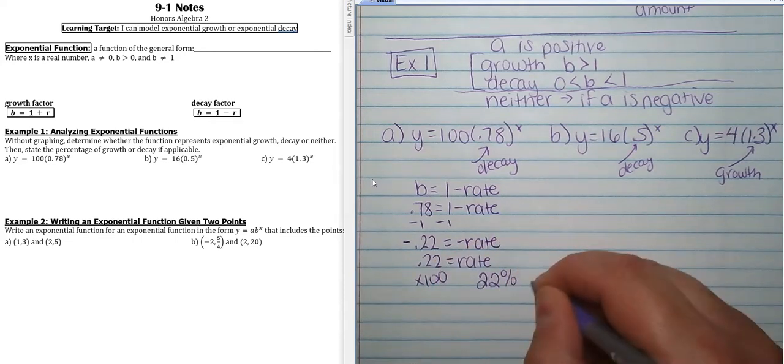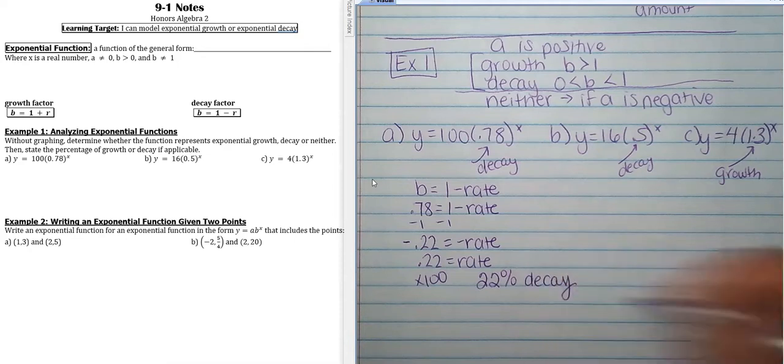So this is going to be 22% decay. Now, another way you can do that, just kind of figure out what would that be to add up to 1, and that'll be what you're taking off. If that makes sense, like if I had 100% on a test, this would be 1. So if I have a 78, that means I had 22% taken off.